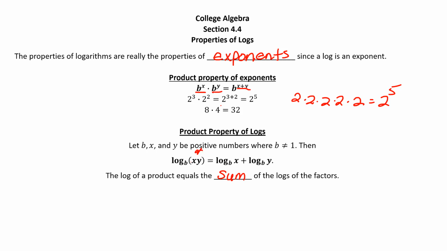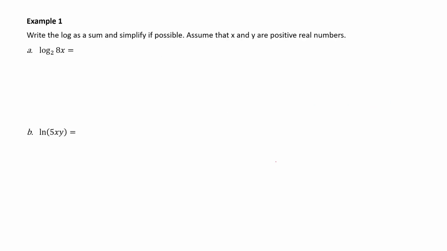So in your argument, you've got x times y. So log base b of x times y is equal to log base b of x plus log base b of y. Okay? Write the log as a sum and simplify if possible. Assume that x and y are positive real numbers. So log base 2 of 8 times x is just log base 2 of 8 plus log base 2 of x. When you multiply factors in the argument of the log, you can write however many factors there are, you can write that many logs and add them up.